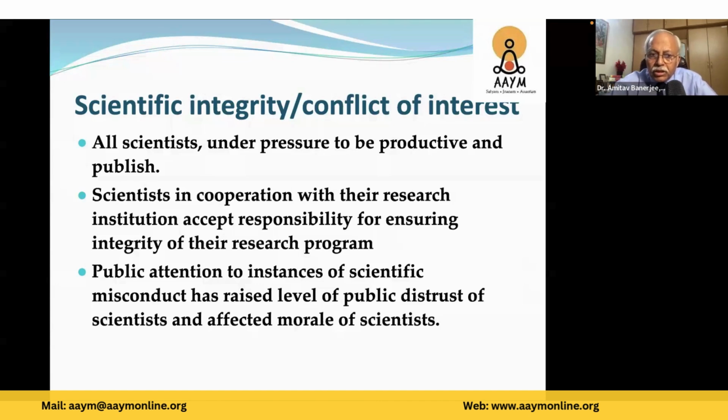Scientists, in cooperation with the institutions, accept responsibility for ensuring the integrity of the research program. So academia also has to have a lot of ethical values to do good research, but they are also under pressure to publish. Public attention to instances of scientific misconduct has raised the level of public distrust in scientists and affected the morale of scientists. So it cuts both ways.